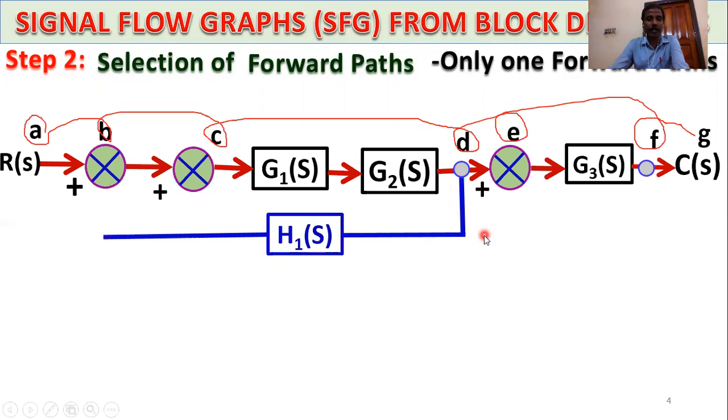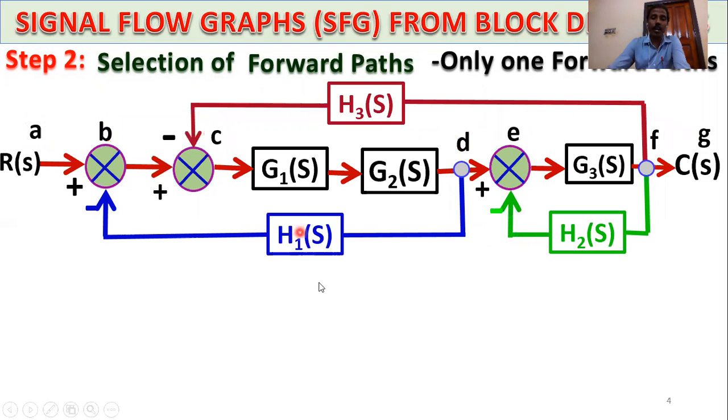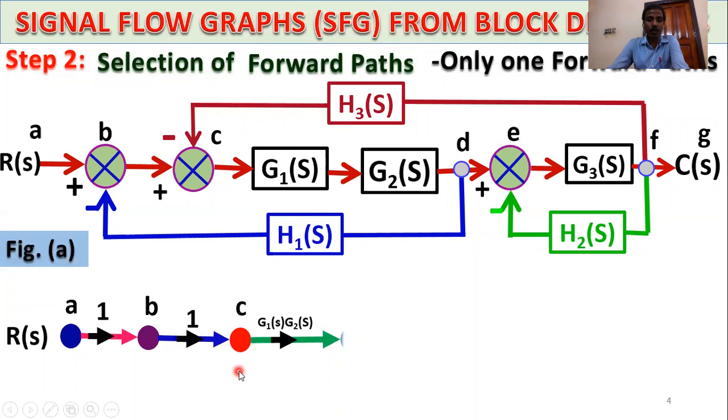Then this is the feedback path: H1(s) negative, second feedback H2(s), third feedback H3(s), this is also negative. So first draw the forward path, only one forward path, R(s). Then A to B branch gain 1, B to C branch gain 1, and C to D. This is the C point, this is the D point, and the branch gains are G1 and G2.